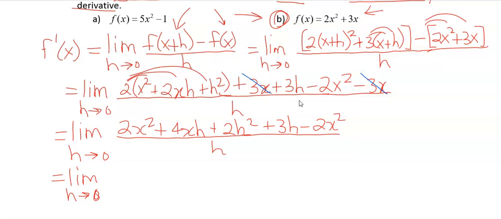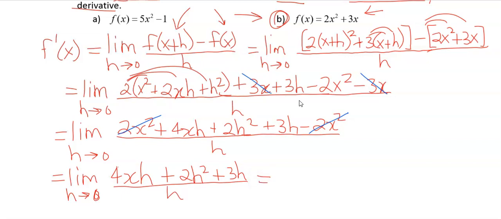Anything else? Oh, look at this. 2x squared minus 2x squared. They're gone. They disappear. So really what you're left with now is the limit as h goes to 0 of 4xh plus 2h squared plus 3h all over h. Now, what would you do here next?